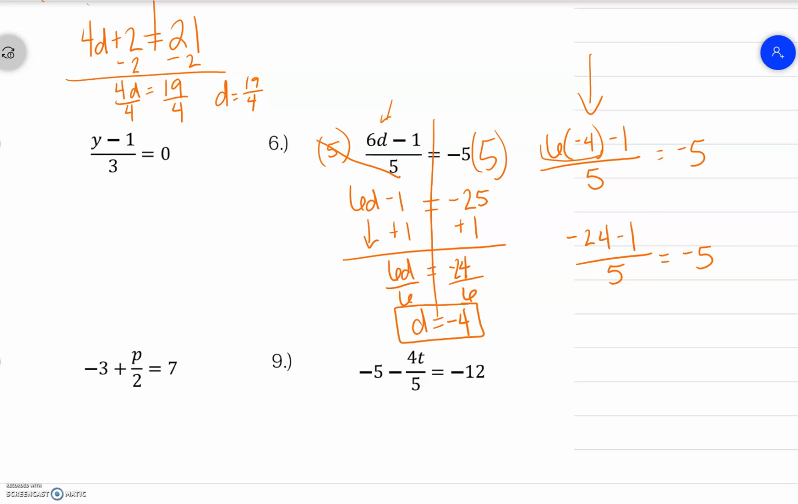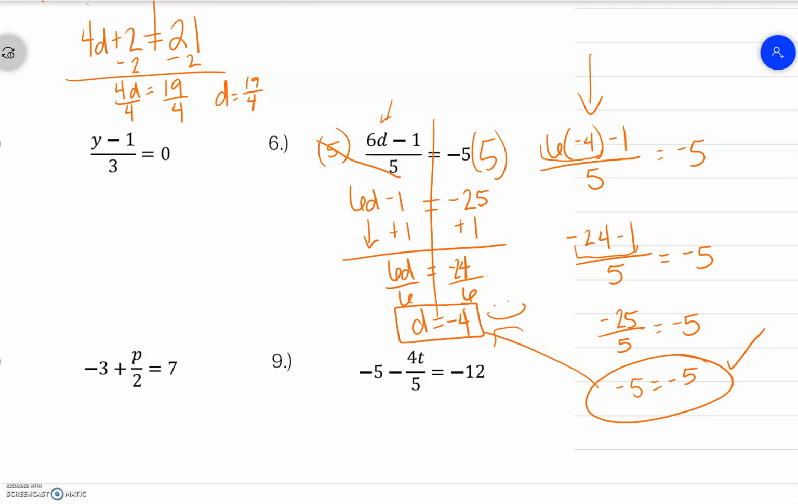And again, when we're simplifying, we work from the inside out. When we're solving, we work from the outside in. So we're working from the inside out here. So -24 minus 1 would be -25 divided by 5 equals -5. And -25 divided by 5 is -5. And -5 does in fact equal -5. So that tells us that our answer is in fact correct.